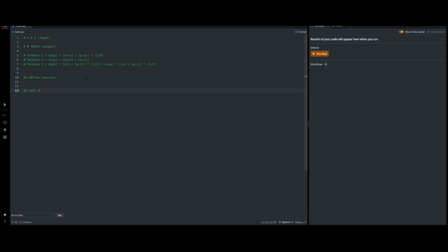But let's just say call the function. As provided by the problem, you have k, m, n equals 2, 2, 2. And then let's print out the final output based on the final function call.